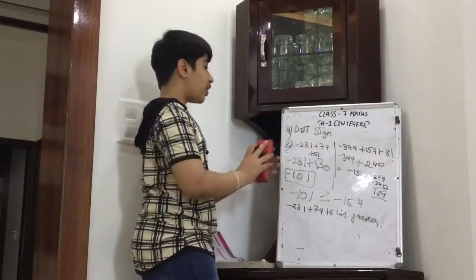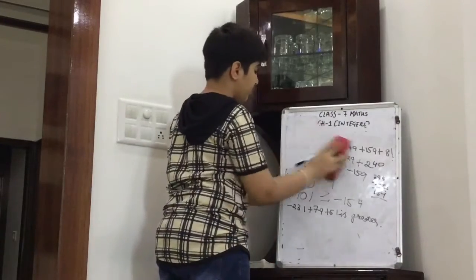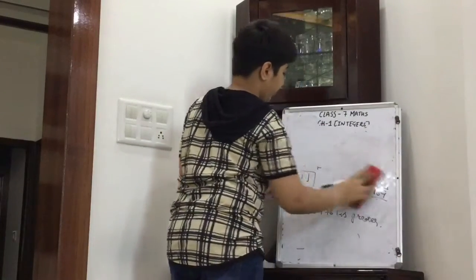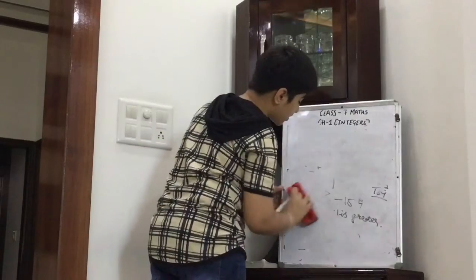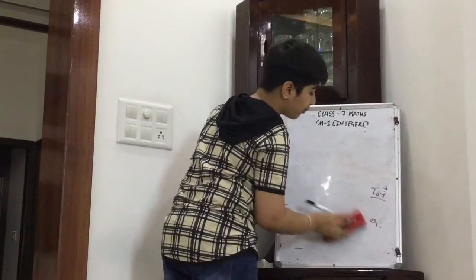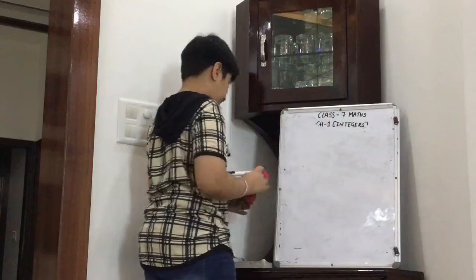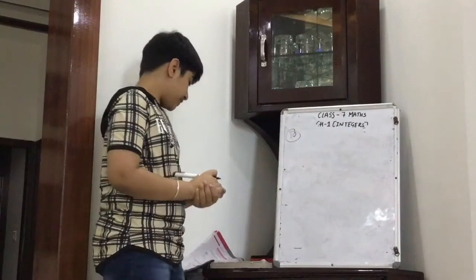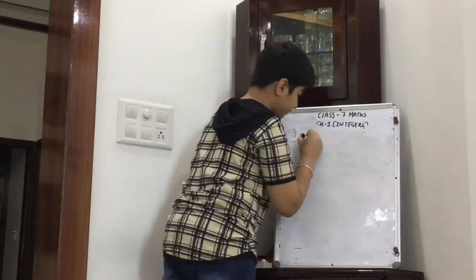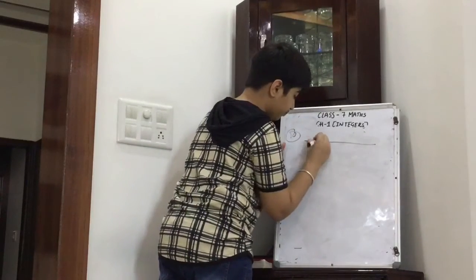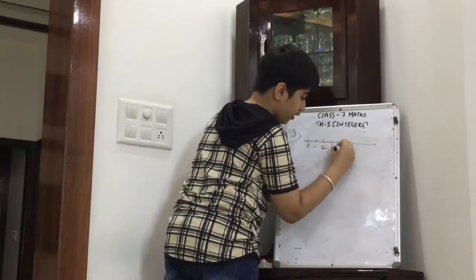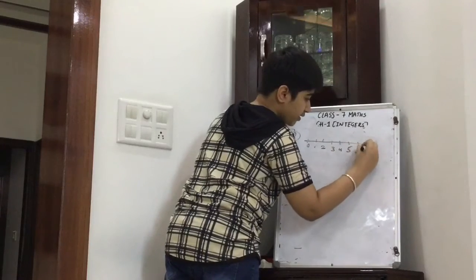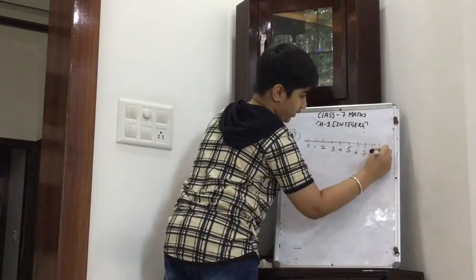Okay, fine. Now the 10th question. The 10th question is a bit difficult one, but we'll do it. Understand, this question is actually not going to come in your paper, but I'll just explain it to you, it's not that important. So first, we'll draw a number line from here. 0, 1, 2, 3, 4, 5, 7, 8, 9.